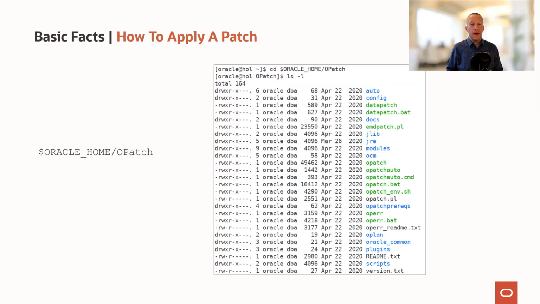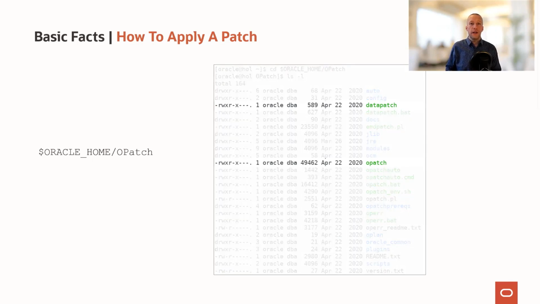Now, how do you apply a patch? Well, if you look in your Oracle home directory and go into the OPatch directory and do an ls, you would see something like this. And there are actually two files that are of interest: the opatch and datapatch executables. So let's have a closer look at what those two executables can do.